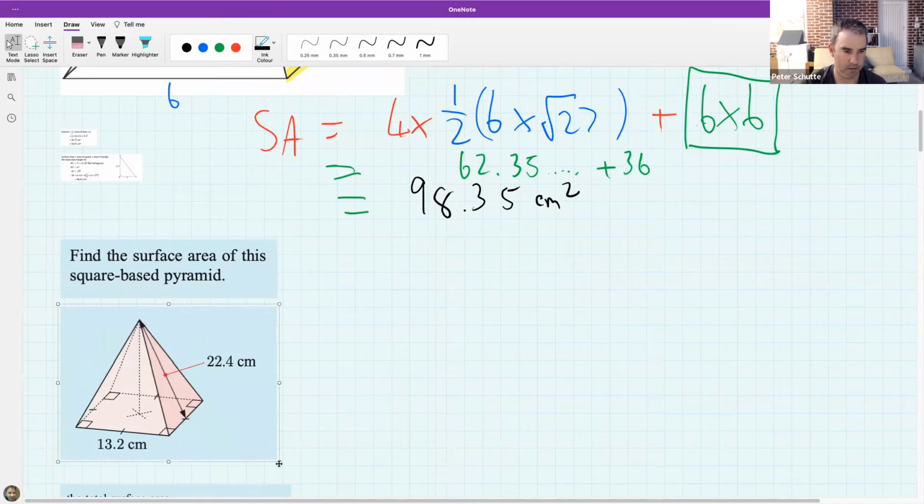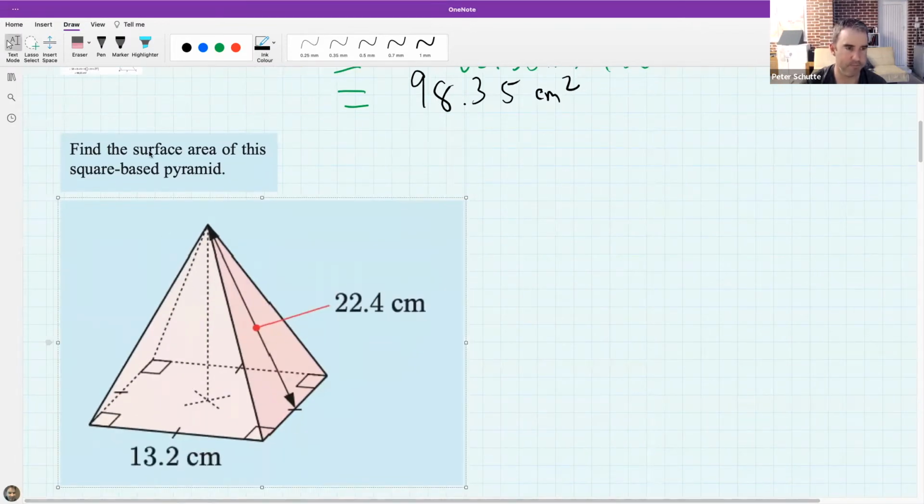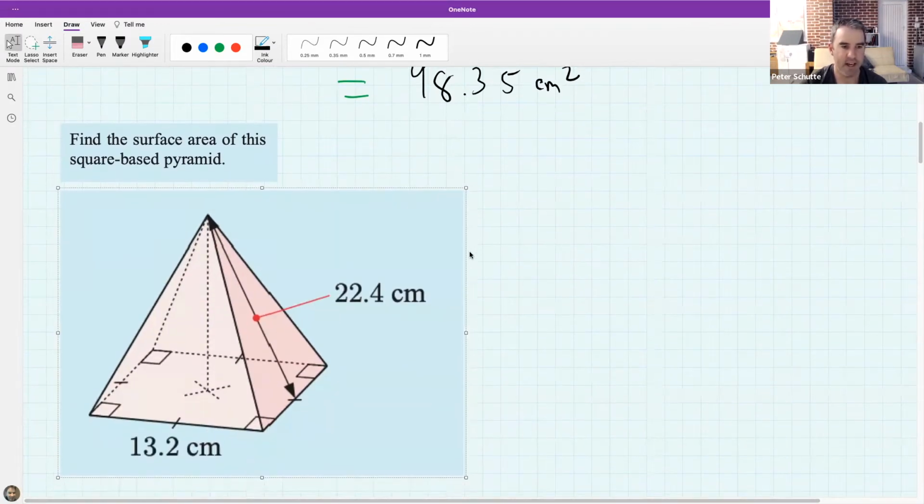So here is the next question. Similar type of idea, except, well, I'll let you read the question. Find the surface area of the following square-based pyramid. See if you can use whatever is in the drawing to help you find the surface area of this square-based pyramid. And just take the ideas from last time. What is the battle plan that you can use?